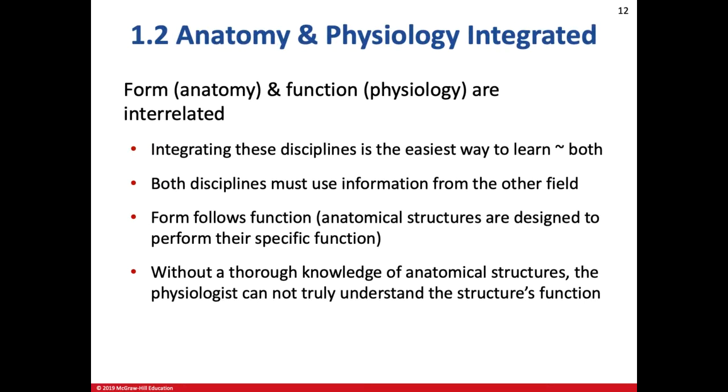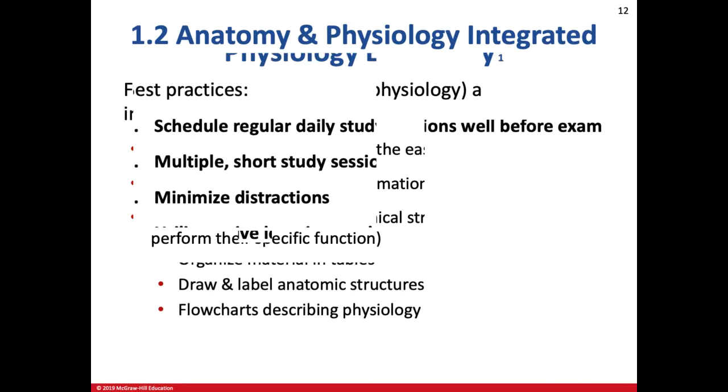Anatomy and physiology are interrelated, and integrating these disciplines is an easy way to learn about both of them. Both disciplines use information from each other, and we've already talked about the fact that form follows function, right? There is no feature that you're going to see in the anatomy of something, whether it be cellular anatomy or the anatomy of a body region, that's there for no reason, okay? There's nothing decorative going on. Without a knowledge of structures, the physiologist can't understand the structure's function, and vice versa. That's why the two go together, okay?